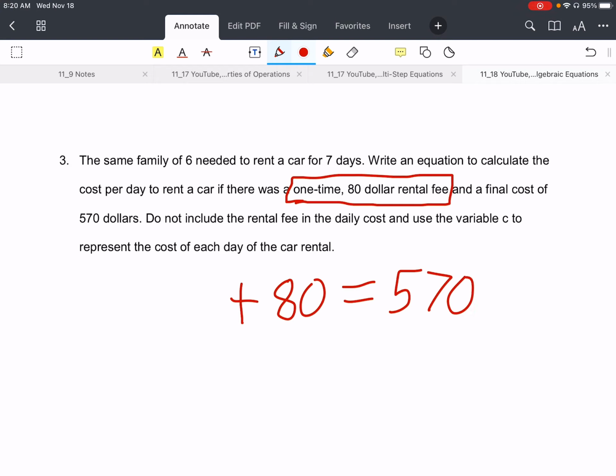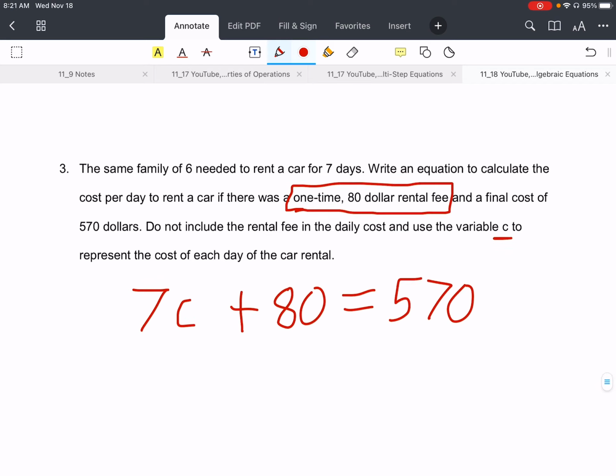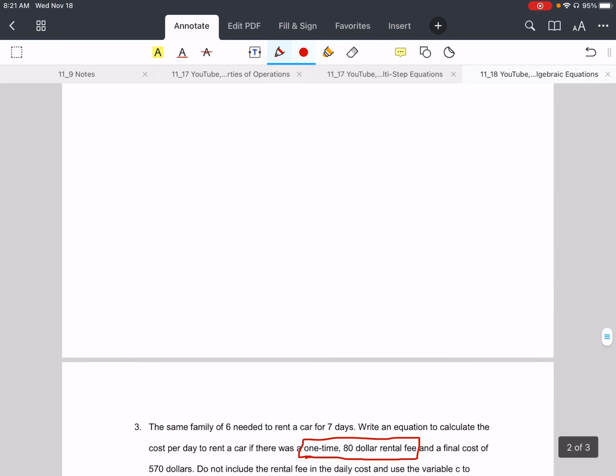And they rent a car for 7 days, and each day costs the same. So we're using the variable C. So it's 7 times the cost per day. And the plus 80 represents the one-time fee. So if we multiply 7 times the cost per day and then add the $80 rental fee, we get a total of $570. So that is our final equation.